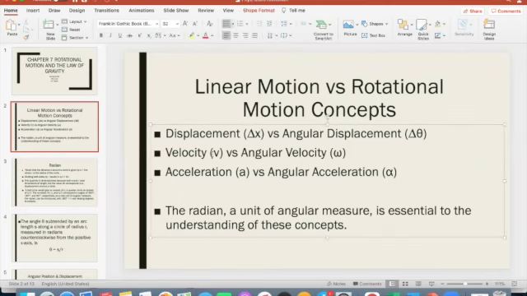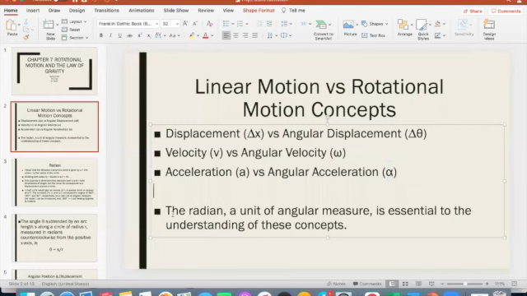All right, so for velocity, for linear motion, it was v. For angular velocity, it's going to be this Greek lowercase omega. And for acceleration, for straight line motion it was lowercase a, and for angular acceleration it's going to be the Greek alpha symbol, the Greek letter A of the Greek alphabet.